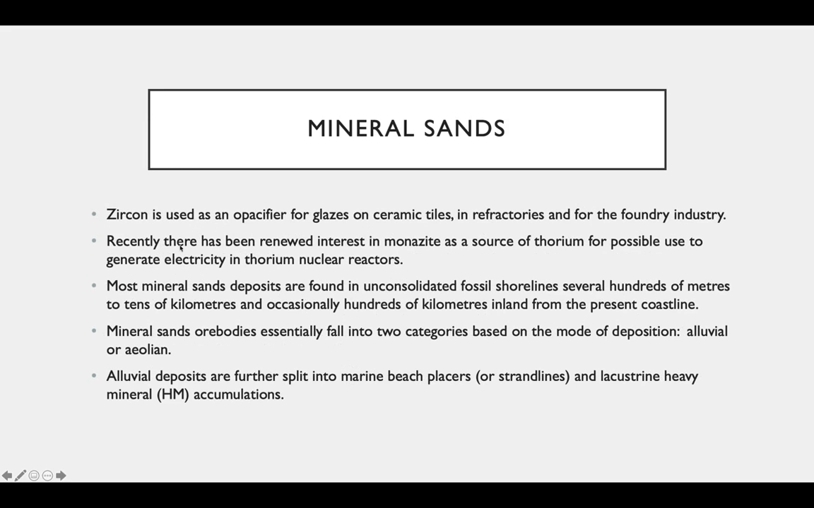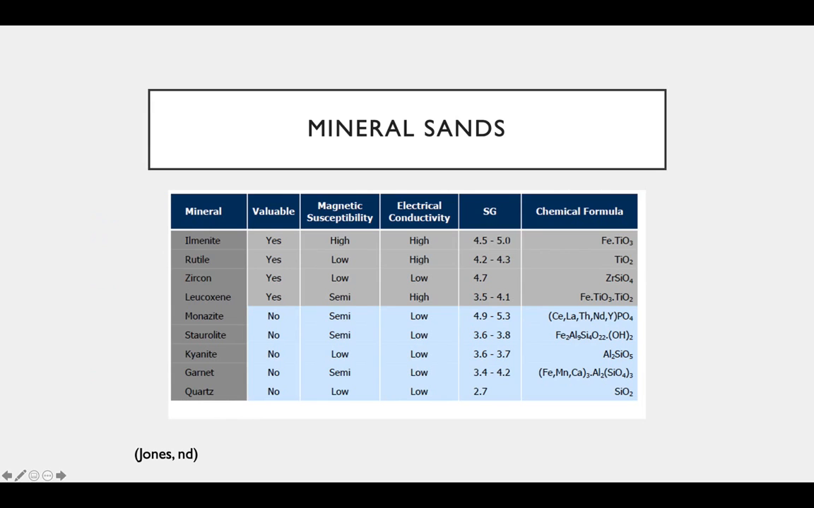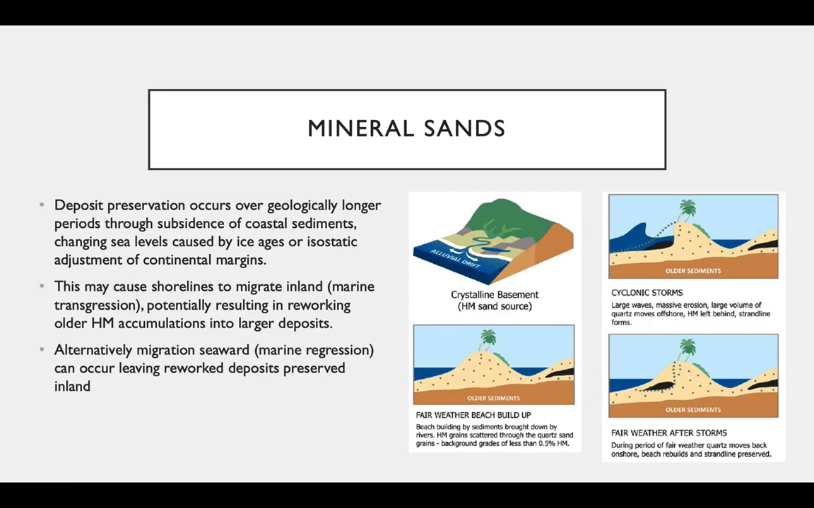Here's just some examples. Zircon is used as an opacifier for glazes. There's renewed interest in monazite for use in generating electricity. Like I said, abrasive sands. There's a variety of different uses. Here's just some mineral sands. They're high gravity, electrical conductivity, and I think that's about it. So this is just some different environments that we find them.